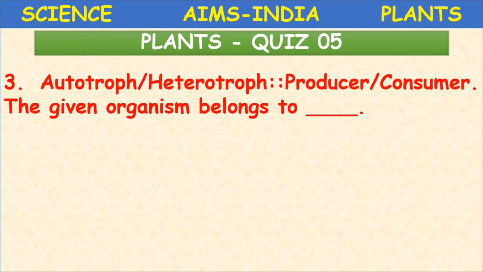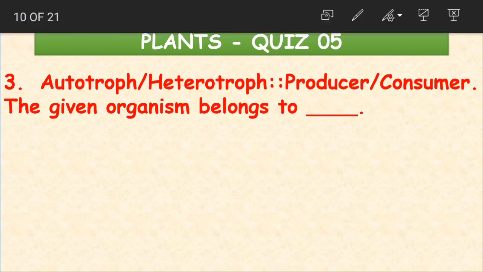Autotroph, heterotroph, producer, consumer. So autotroph and heterotroph are two different types of organisms. One is a producer and another one is a consumer. A producer is one which makes its own food, which produces its food. A consumer is one which takes from others.